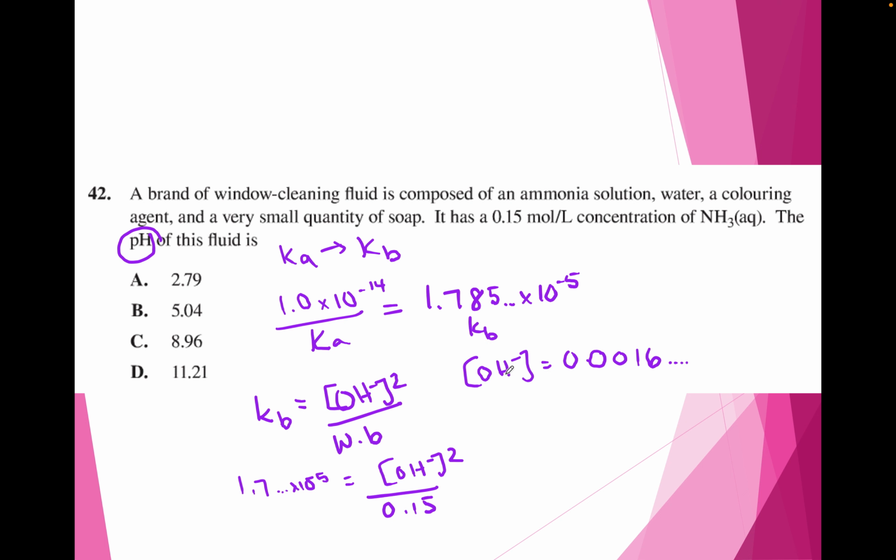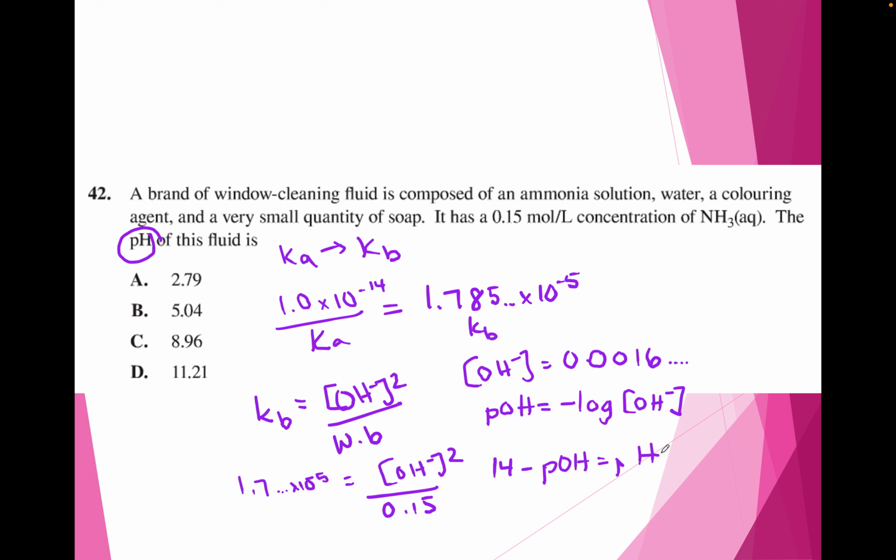Then from here, we can find the pOH by taking the negative log of that concentration. And then lastly, once we have the pOH, we can subtract it from 14 to have the pH, and that's what we're solving for. So I'm going to now take the negative log of that answer that we already got, and it's 2.78, and that answer keeps going. So it's 2.786. So you can see that A is a distractor because that is pOH.